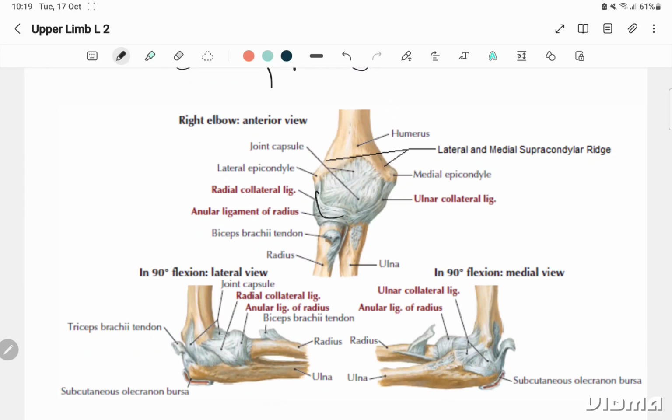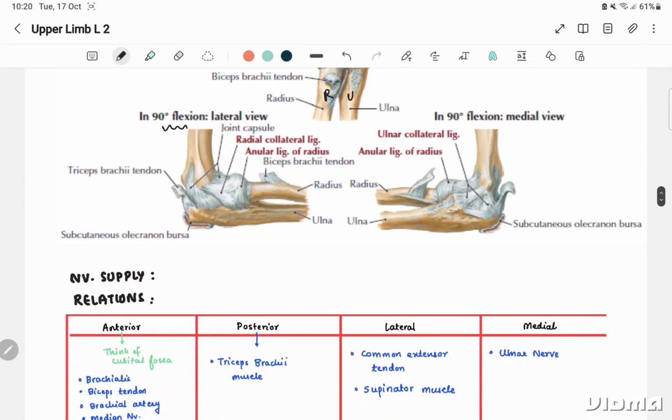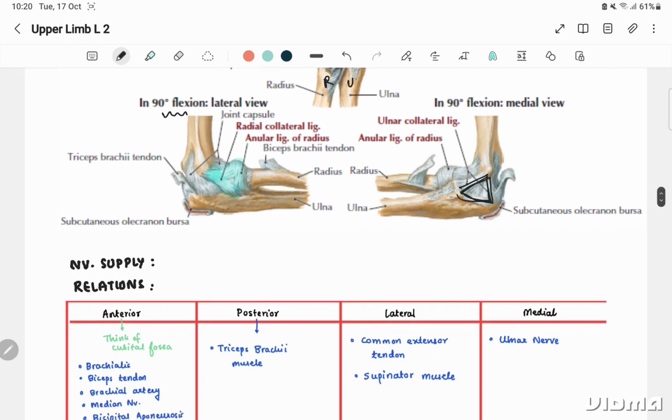So you can see the lateral radial collateral ligament, the ulnar collateral ligament here, the radius and the ulna. Okay, and you can see the annular ligament of the radius here. And in 90-degree flexion, the lateral view, we can appreciate the ulnar collateral ligament. Here we have all the bands. Okay, here we have the ulnar collateral ligament in a triangular fashion, and the annular ligament of radius is also visible.